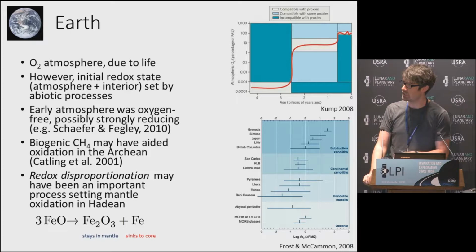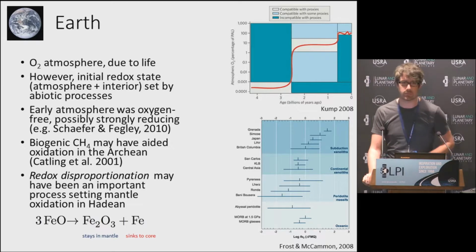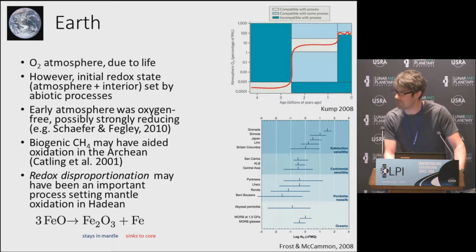Something known as redox disproportionation may also have been an important process in mantle oxidation in the Hadean. This is something which occurs where moderately oxidized iron disproportionates into highly oxidized iron that stays in the mantle, and then metallic iron, which it's generally assumed eventually sinks into the core. And so observations of Earth's mantle suggest that it's in the upper mantle near this fayalite-magnetite-quartz buffer. And there have been several arguments that this redox disproportionation may have been a significant factor in determining the redox state for Earth.